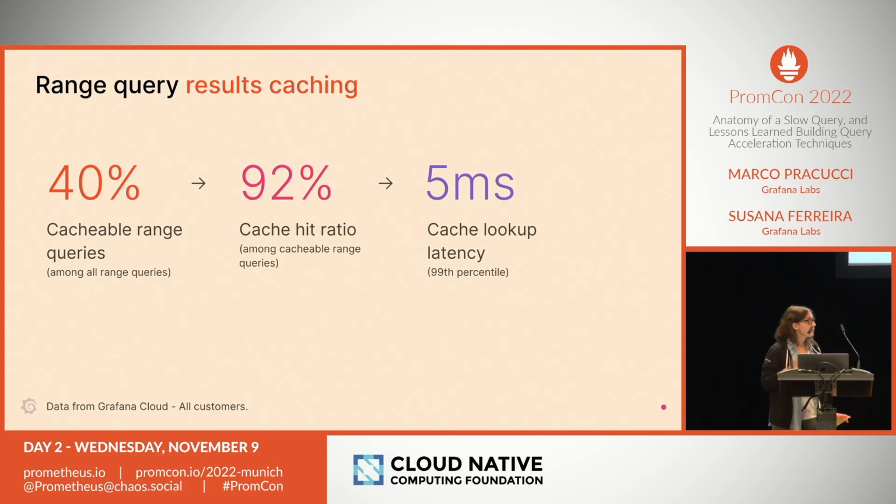These are some of our benchmarking results that we see in Grafana Cloud for all of our customers in production. We see that around 40% of our range queries are cacheable. Of this 40%, we have a 92% cache hit ratio with around a 5 millisecond cache lookup latency.